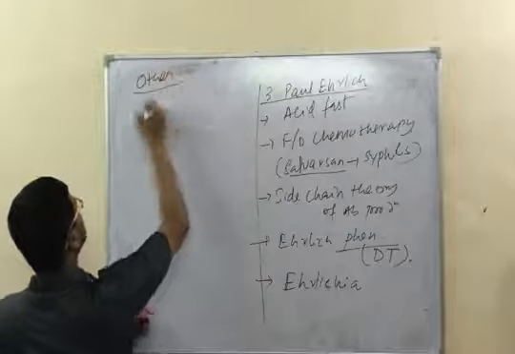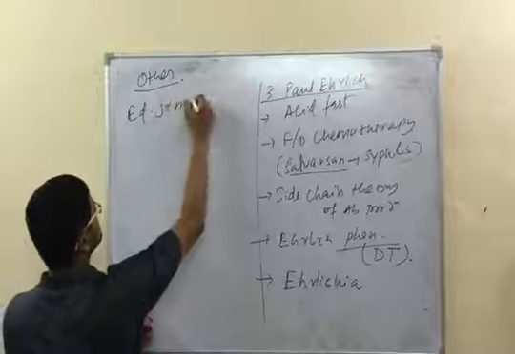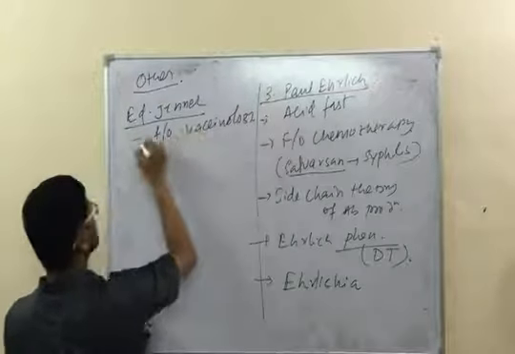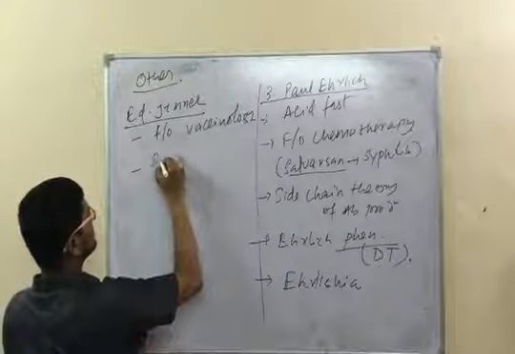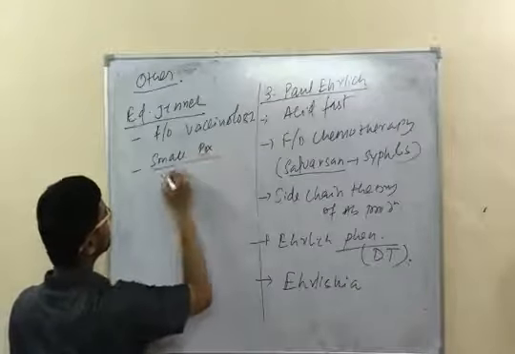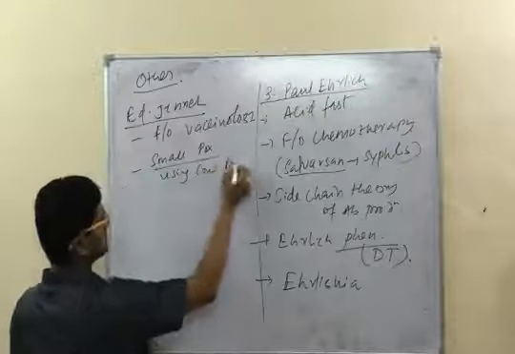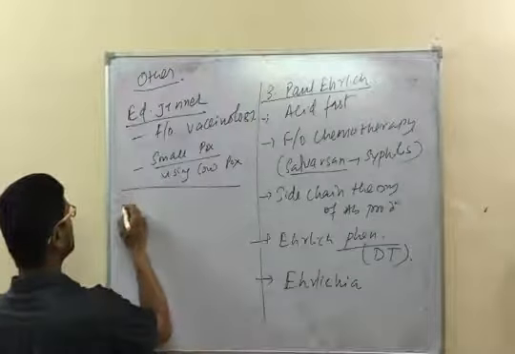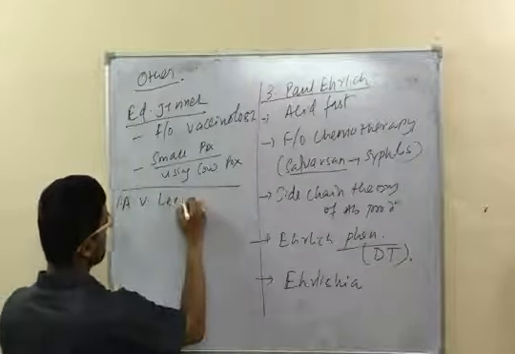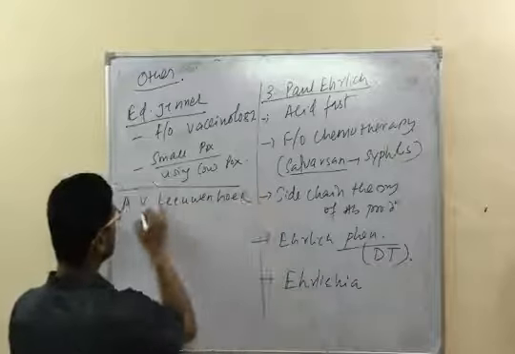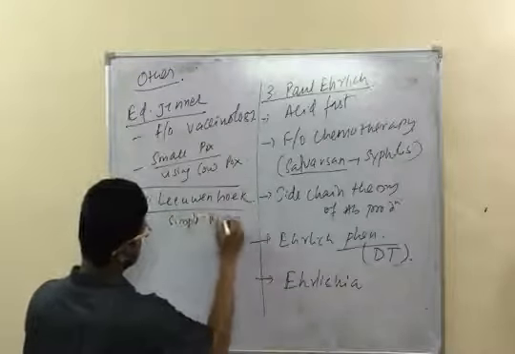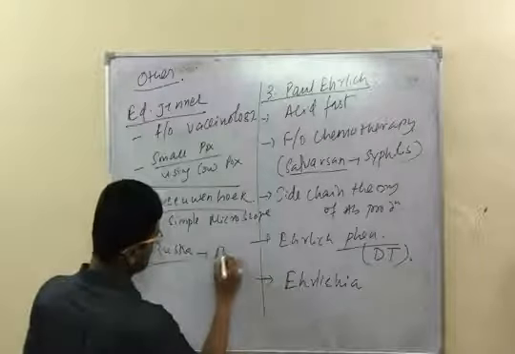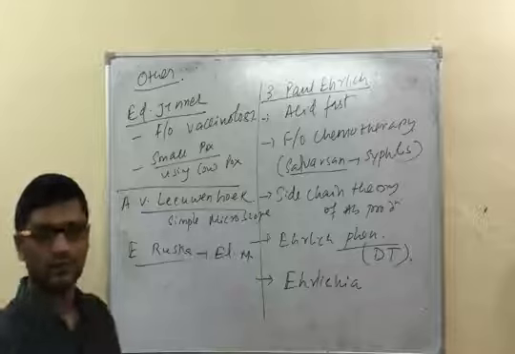Other contributors like Edward Jenner, he was known as the father of vaccinology. He had discovered the first vaccine, that is the vaccine for smallpox, by using cowpox virus to vaccinate against smallpox. Other important contributors like Anton van Leeuwenhoek, he is the inventor of the simple microscope. Then Ruska, E. Ruska is the inventor of the electron microscope.